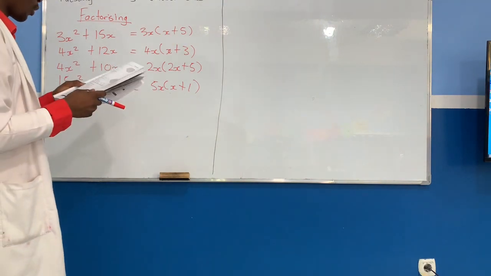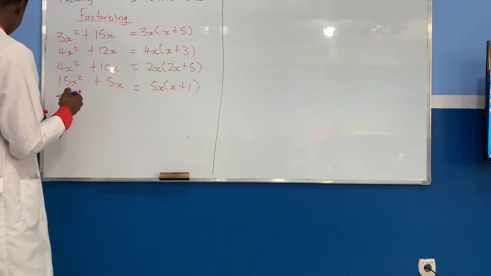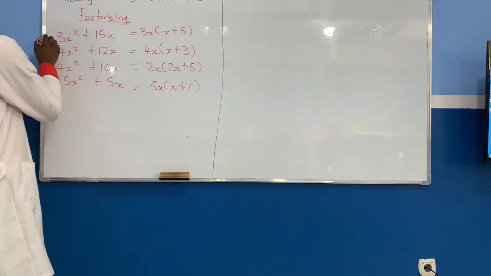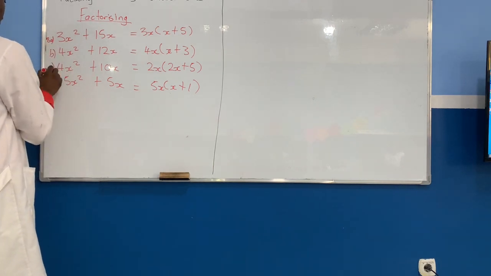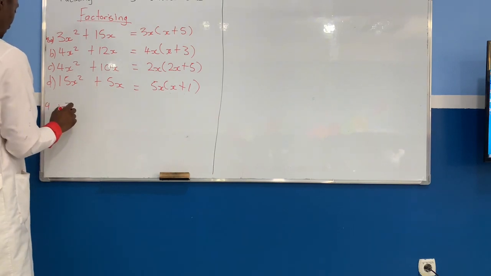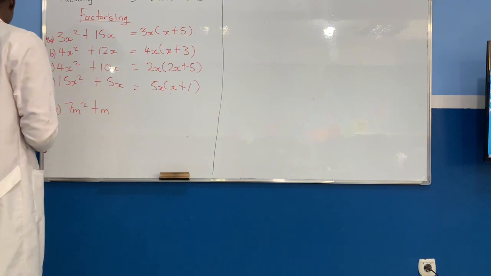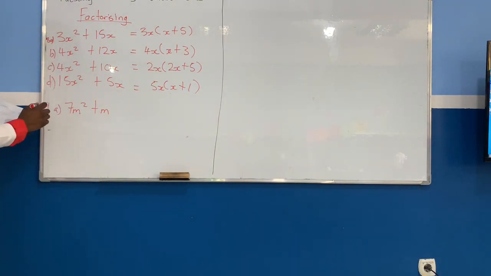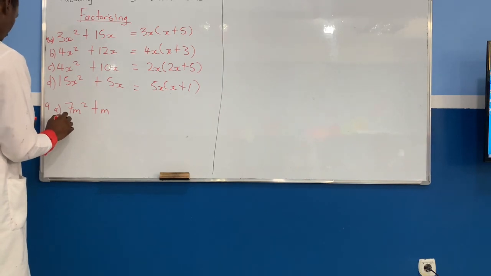Right, let's move on to question 9. Factorize each expression. So this is 9a, b, c, and d. Question 9a. 7m squared plus m. Right? The common factor here, let's just list all of them so that we do them once and for all.